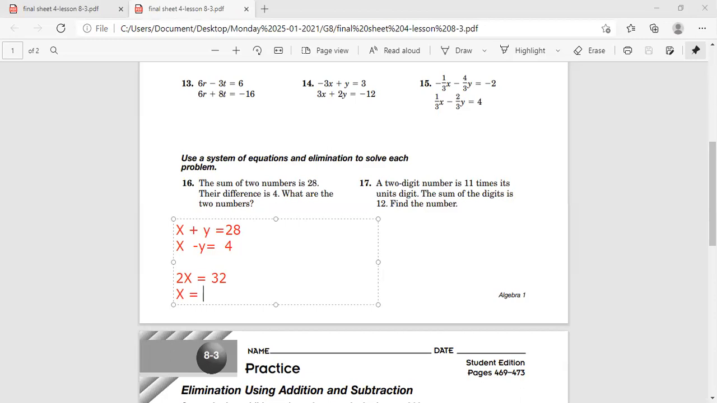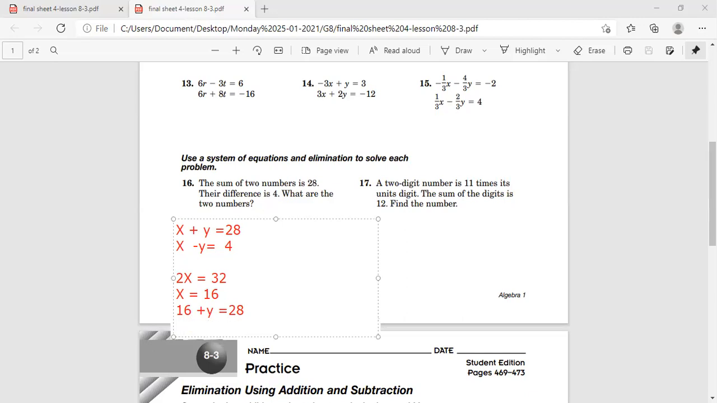x plus y equals 28. x minus y equals 4. You will add. So you have 2x equals 32. Then x equals how many? 16. Could you please tell me how you will find the second one? It will be 16 plus y equals 28.